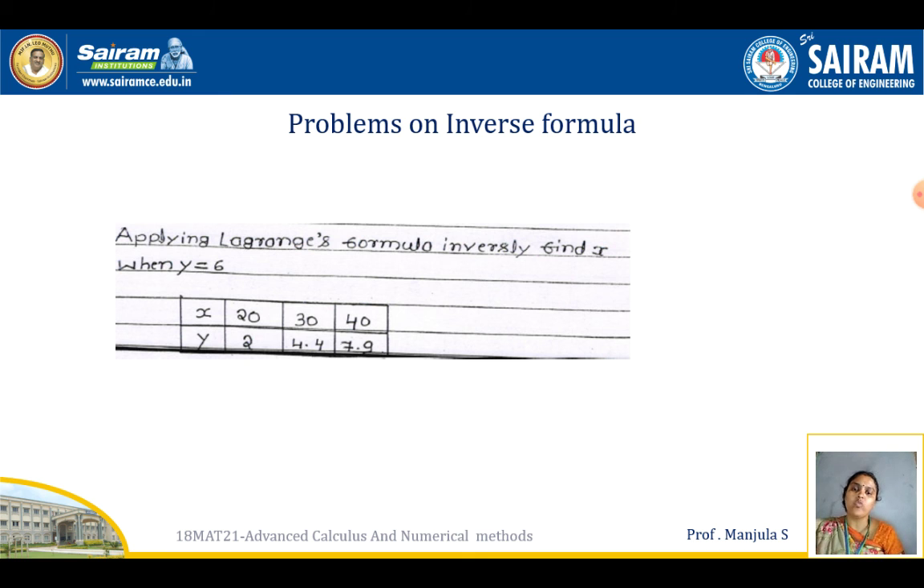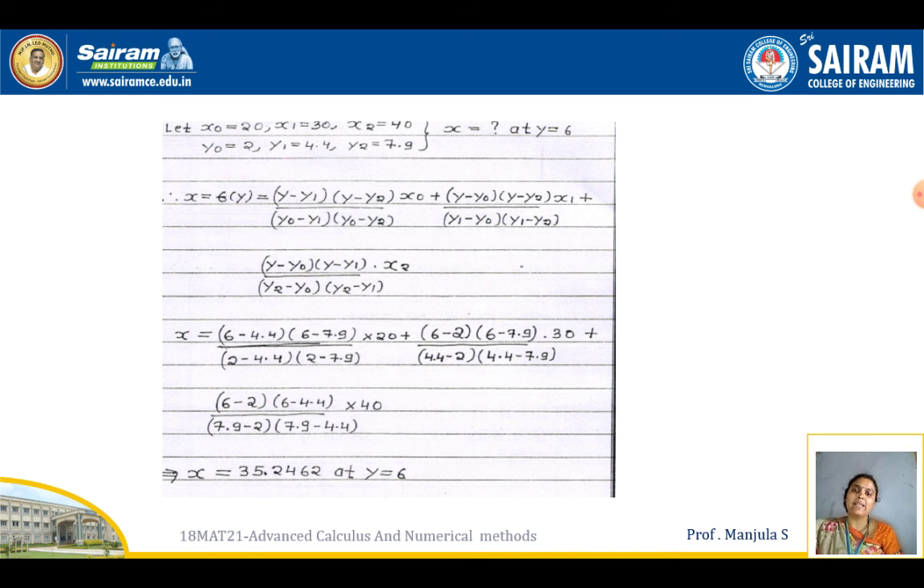Now we'll see one more formula, the inverse Lagrange's interpolation. Apply Lagrange's formula inversely to find x at y equals 6. Clearly they mention that only the inverse Lagrange's formula we have to use. The x values given are 20, 30, 40 and corresponding y values are 2, 4.4 and then 7.9. First we have to name the given values. That is x0 is 20, x1 is 30 and x2 is 40. Corresponding y0 is 2, y1 is 4.4, y2 is 7.9.